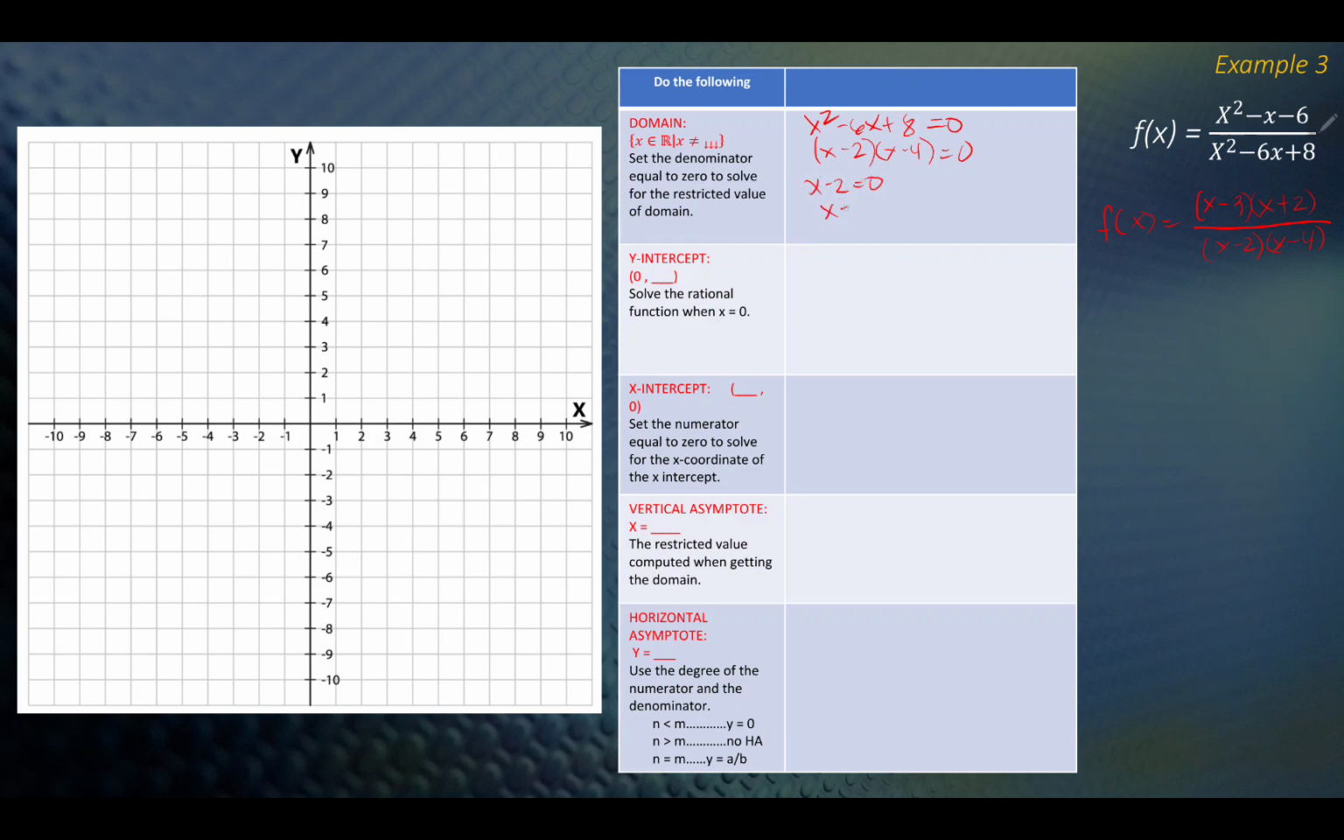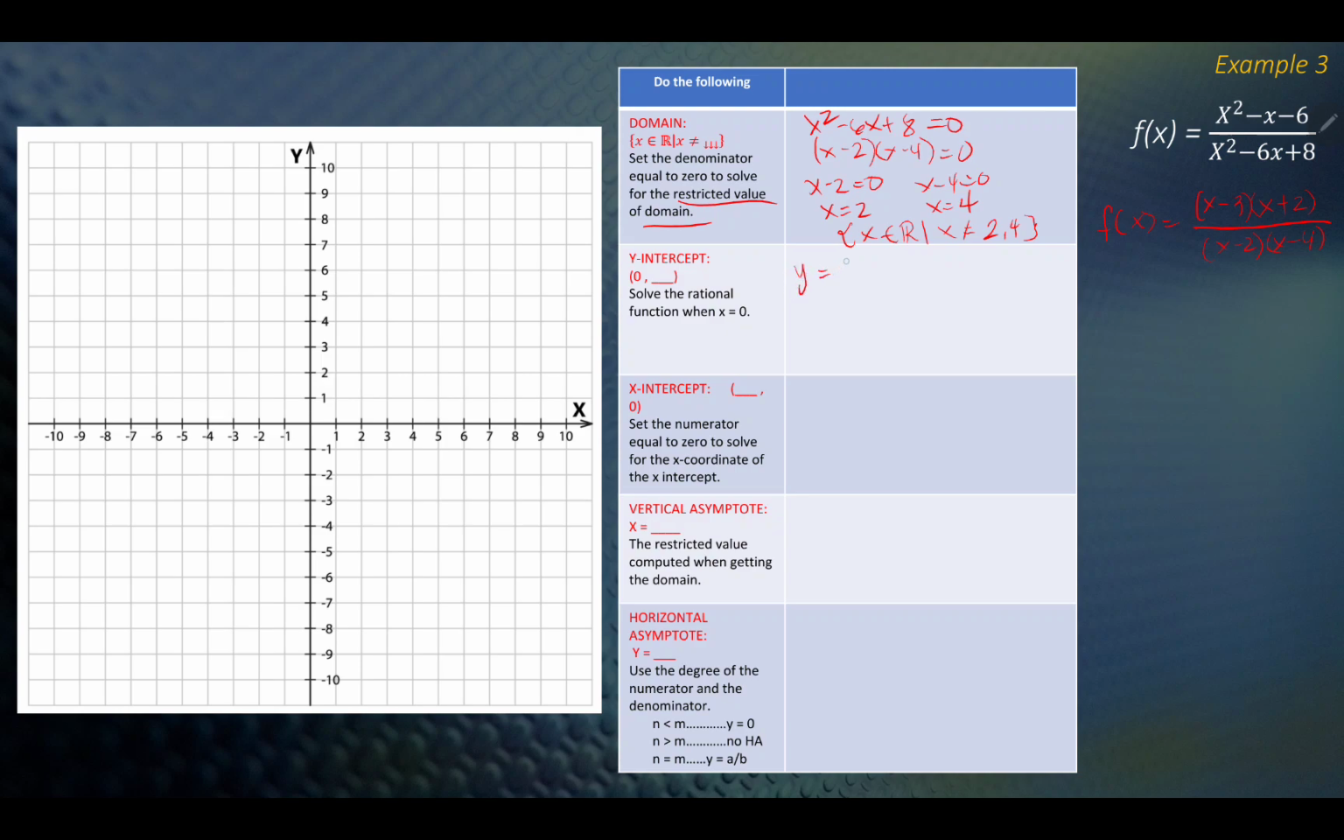X minus 2 equals 0, x equals positive 2. X minus 4 equals 0, x equals positive 4. So, we have two restricted values for the domain. So, we have x is an element of real number such that x is not equal to 2 as well as not equal to 4. Okay? For the y-intercept, x is equal to 0.